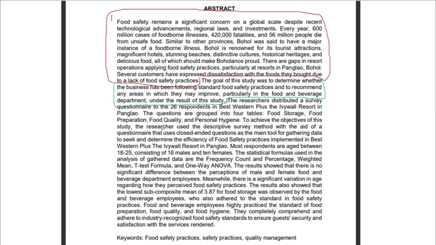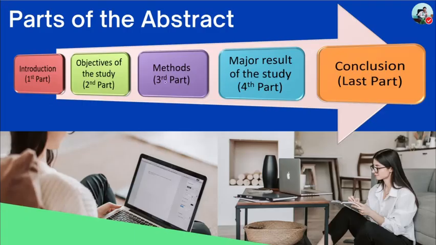To achieve the objectives of the study, the researchers used the descriptive survey method with the aid of a questionnaire that uses close-ended questions as the main tool of gathering the data, etc. Okay. Safety practices implemented in the Best Western Plus the Ivy Wall resorts in Panglao. Okay. So this part is for the methodology. Red for introduction, green for objectives, violet for the methodology. Okay, so we're done with the methodology.